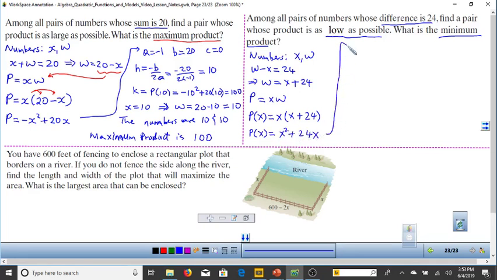That's a quadratic function with a coefficient of x squared of 1, so it's a minimum. And of course, that's why they ask for a minimum. And as always, we do our vertex. a is 1, b is 24, c is 0. h is negative b over 2a. So that's negative 24 over 2 times 1. It's negative 12.